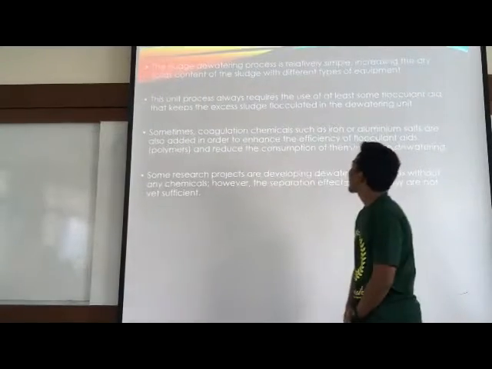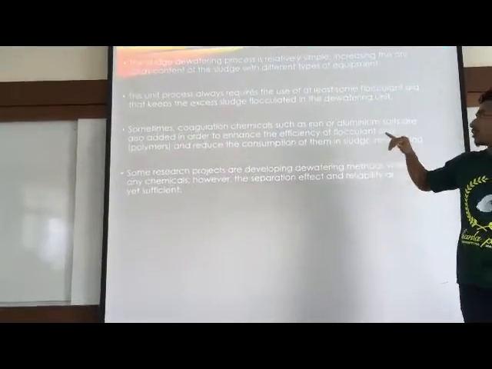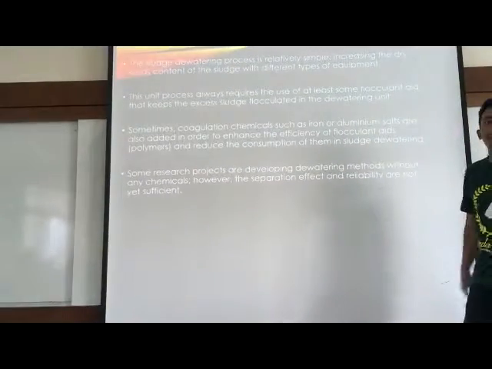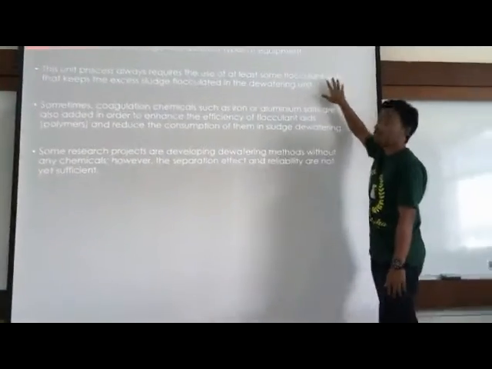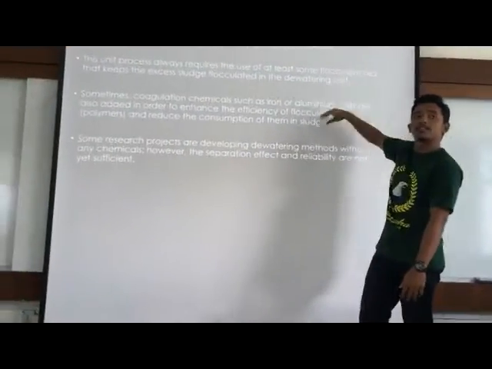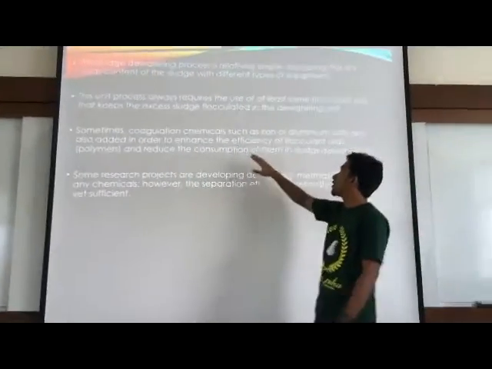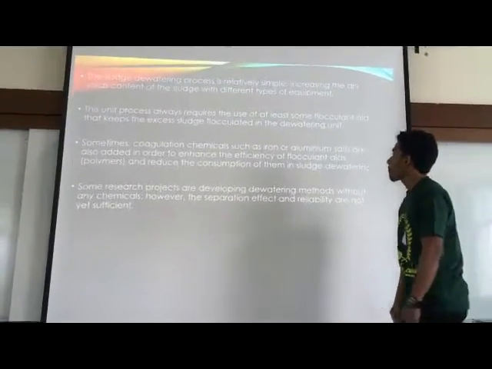Sometimes coagulation chemicals such as iron or aluminium salt are also added in order to enhance the efficiency of flocculant aids. So we put in the flocculants, but to enhance them, we sometimes add chemicals such as iron or aluminium salt.